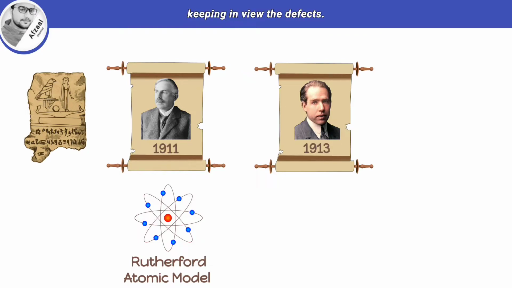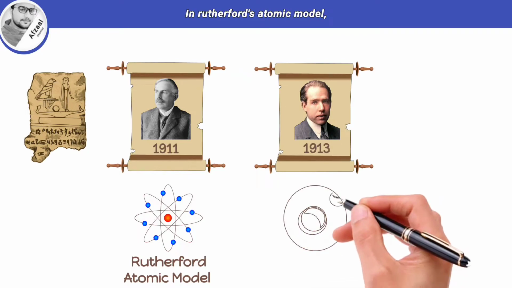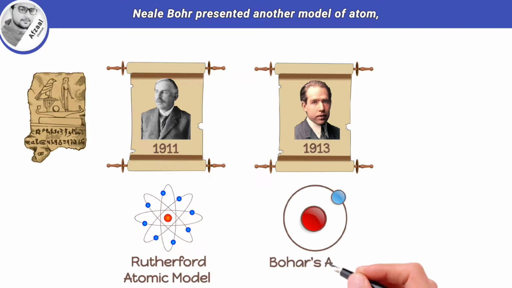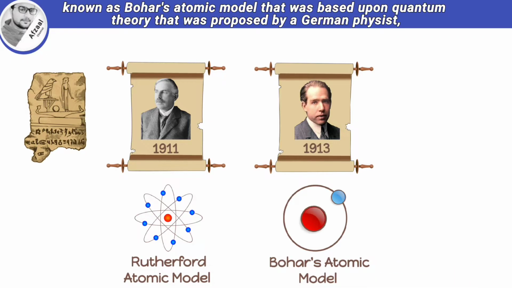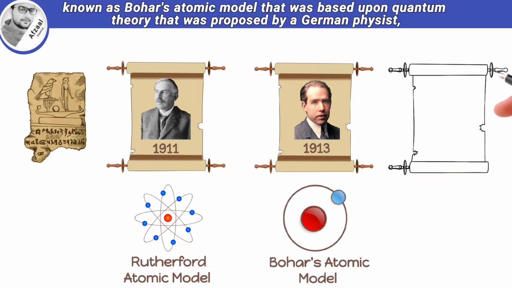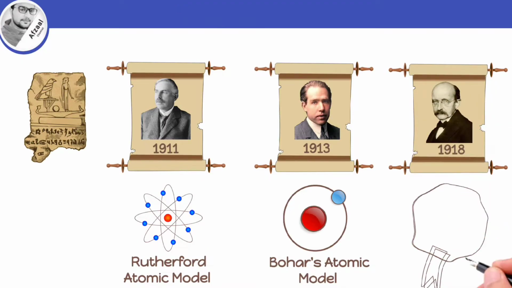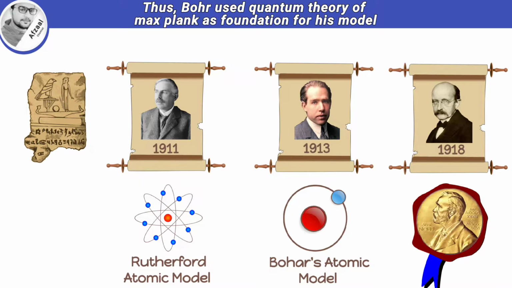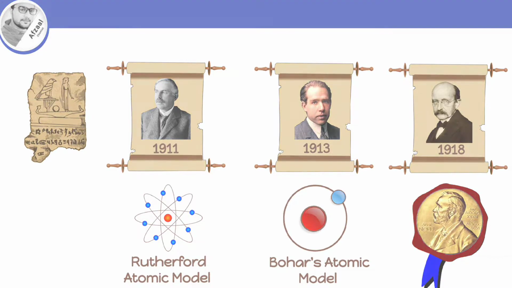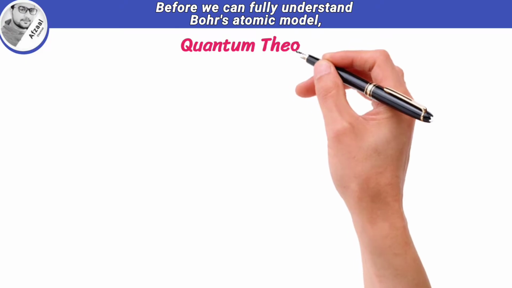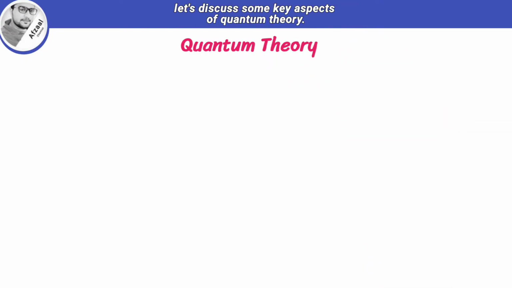Keeping in view the defects in Rutherford's atomic model, Niels Bohr presented another model of the atom, known as Bohr's Atomic Model, that was based upon quantum theory, proposed by the German physicist Max Planck, which won him the Nobel Prize for Physics in 1918. Thus, Bohr used the quantum theory of Max Planck as the foundation for his model. Before we can fully understand Bohr's atomic model, let's discuss some key aspects of quantum theory.